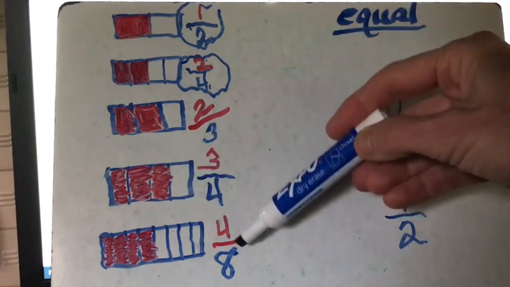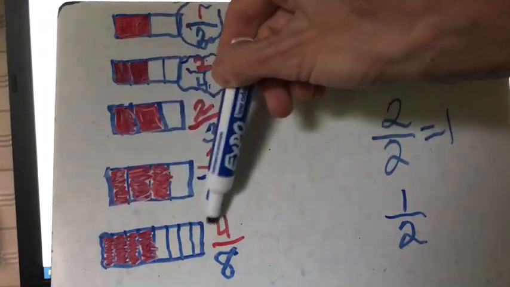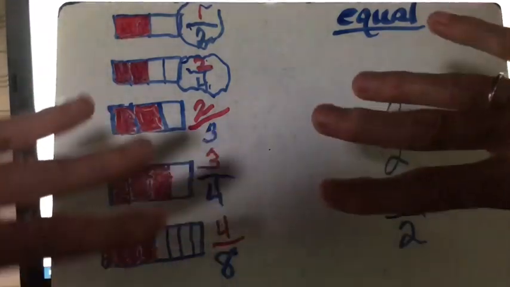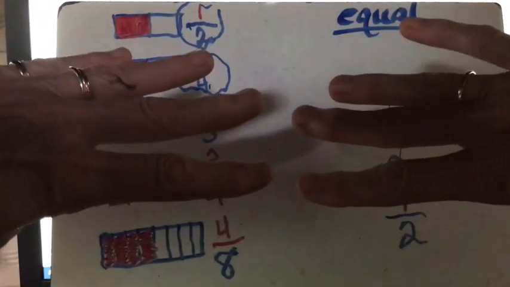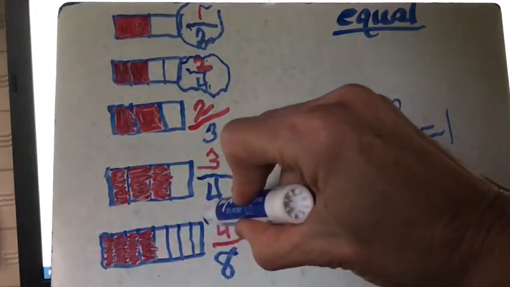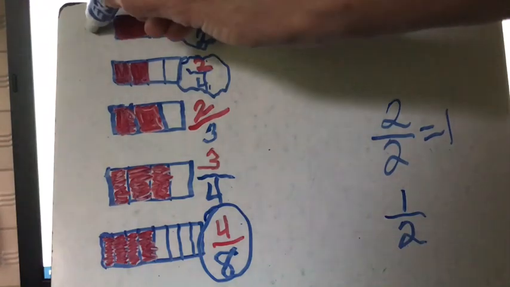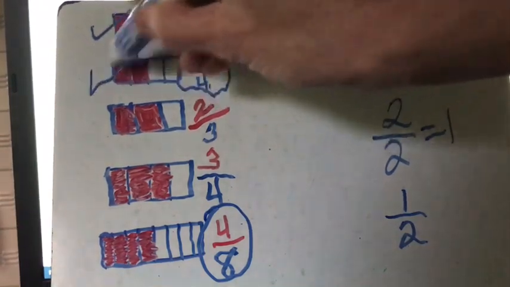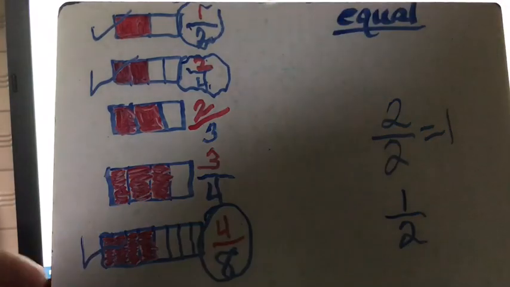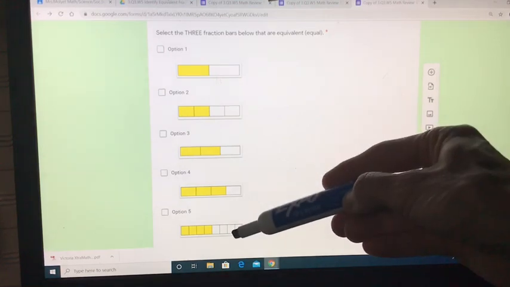Uh-oh, let's look at the last one and see if this is a half. I have 1, 2, 3, 4 is half of 8, because I can do 4 and 4, and I get 8, and that's half. They're equal on both sides. So 4/8 is also a half. So these are all equivalent or equal. I'd have option number 1, option number 2, and option number 5. They're all equal to a half.